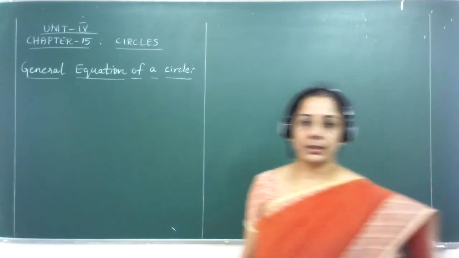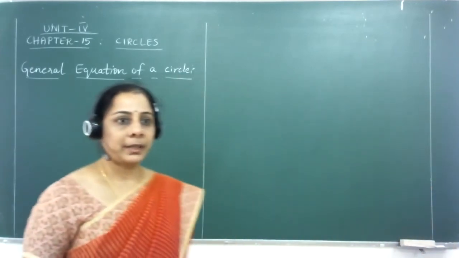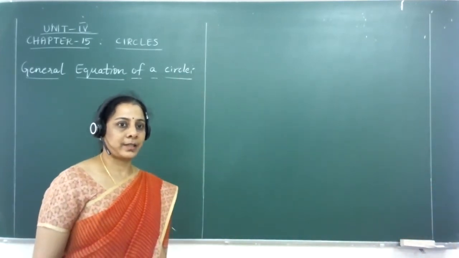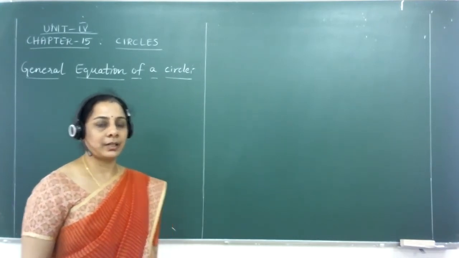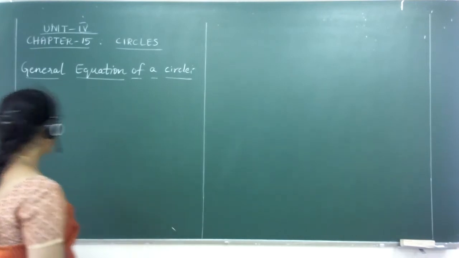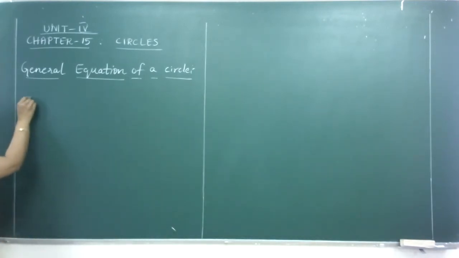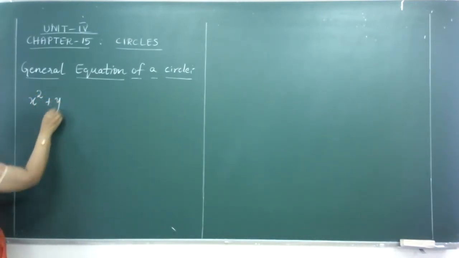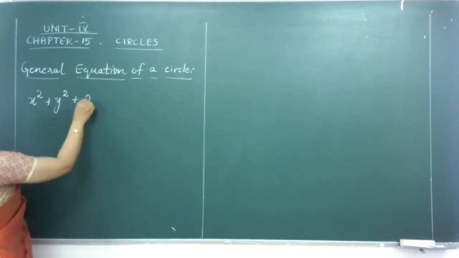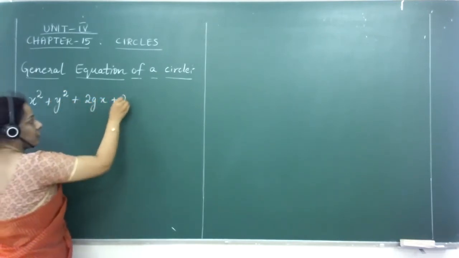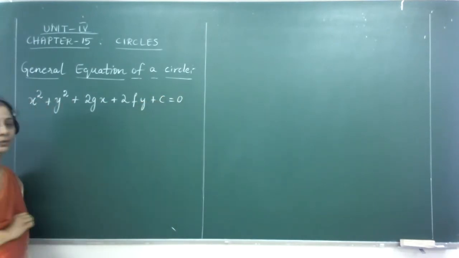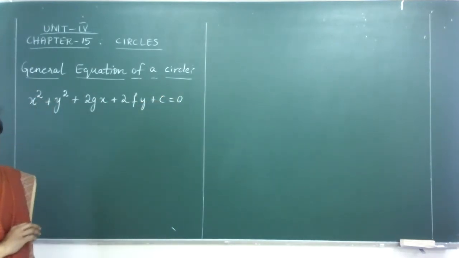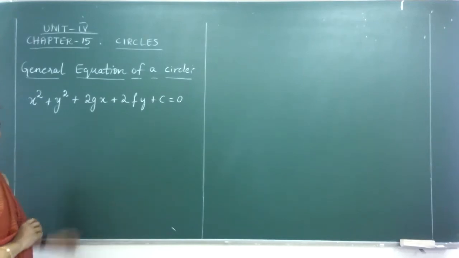Hello everyone. We will come back with the second session of circles, wherein we will be learning about the general equation of a circle. So let us begin. We now have the second degree equation x squared plus y squared plus 2gx plus 2fy plus c is equal to 0 representing a circle with the following properties.